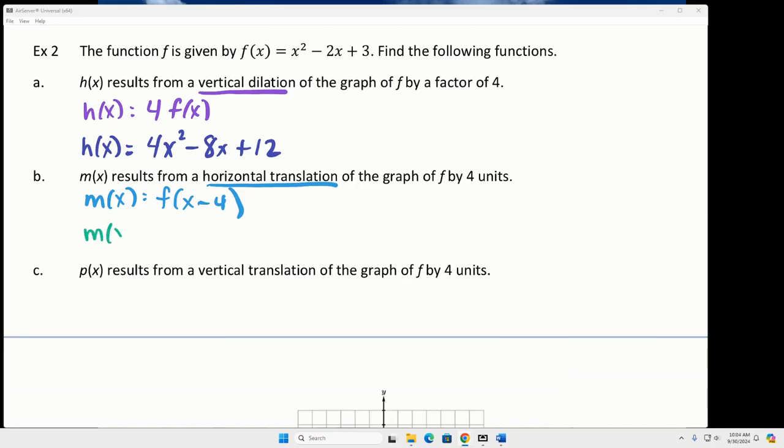Right? And then I feel like, I don't know for sure, but what they would want you to do on the multiple choice is just set it up but not multiply it all out. I could be wrong, but to save time, we're just going to set it up. So f of x minus 4 means that you go to the function and everywhere there's an x, you change that to x minus 4. So instead of x squared, you have x minus 4 squared. Instead of negative 2 times x, you have negative 2 times x minus 4. And then you still have that plus 3.